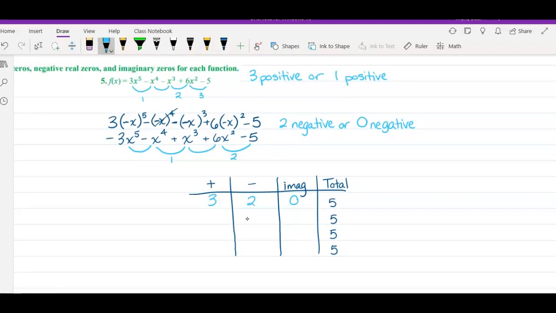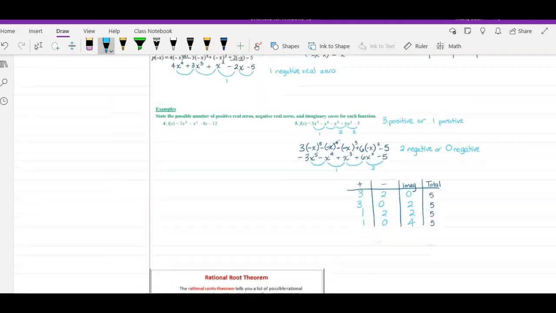That doesn't leave any room for any imaginaries, for a total of 5. We could have 3 positive and 0 negative, which leaves room for 2 imaginary. I could have 1 positive and 2 negative, which leaves room for 2 imaginary. Or I could have 1 positive, no negatives, which leaves room for 4 imaginary answers. The imaginary numbers will always come in pairs, always. We'll get to that in the last part of our notes today.